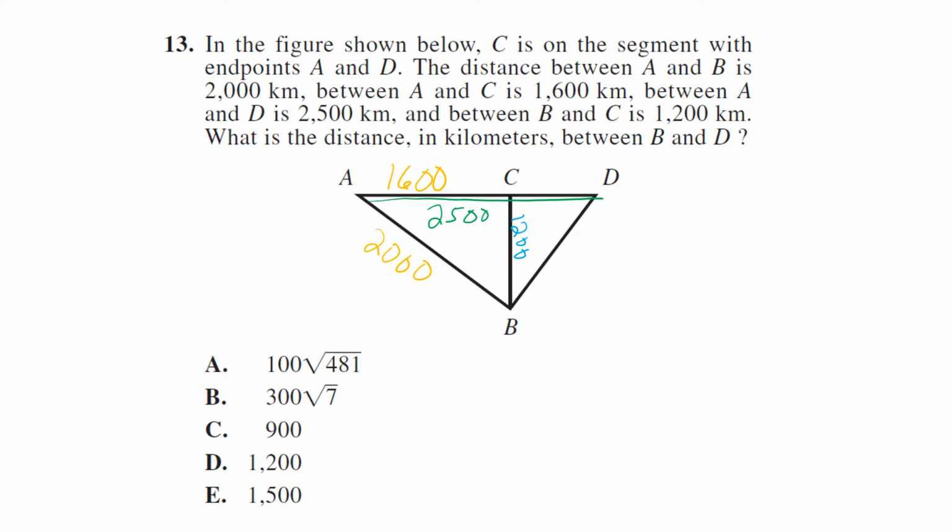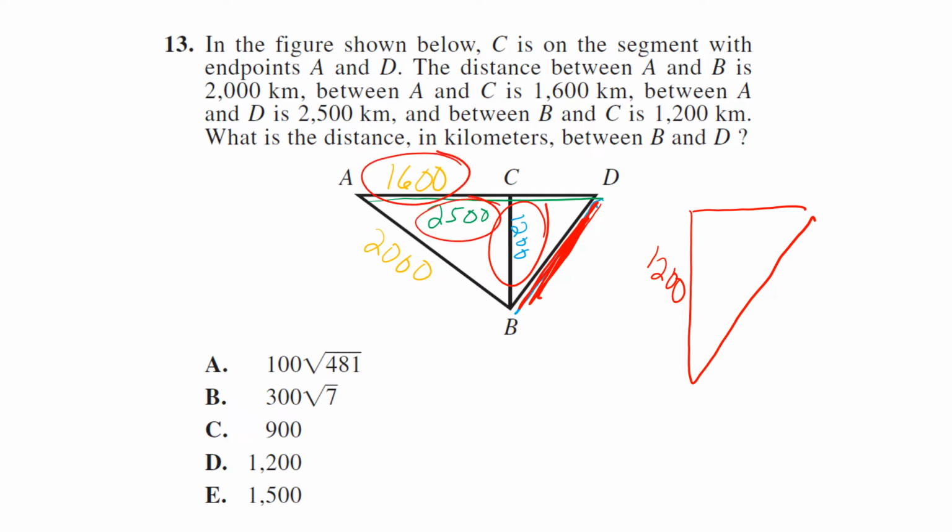What is the distance between B and D? So we want to know from here to here. Let's put that in red. Okay, so this is just a triangle. So let's just redraw this triangle so we can work with it here. We know C to B is 1,200, right, this spot. And we know C to D is going to be 2,500 minus 1,600, and that is 900. So now we might recognize that we have a 3, 4, 5 triangle.